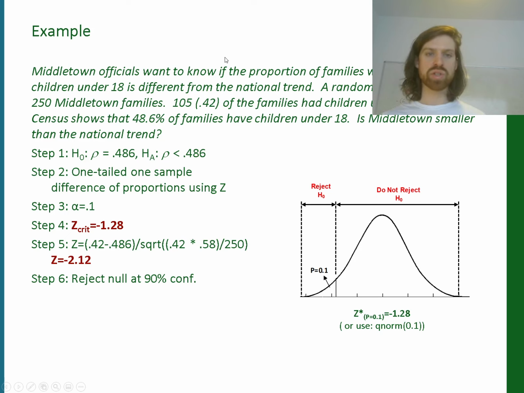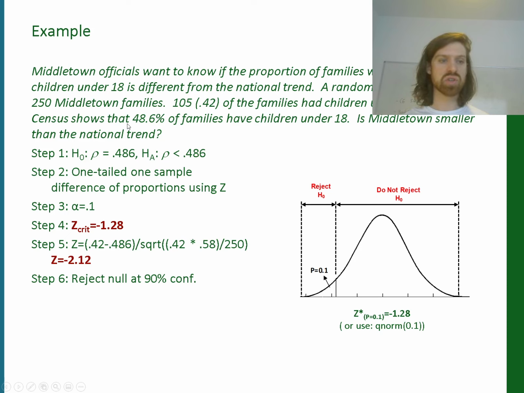So Middletown officials want to know if the proportion of families with one or more children under 18 is different from the national trend. So they're just saying it's different. They haven't said yet whether they think it's larger or smaller. It's just a difference. So a random sample is compiled of 250 Middletown families, so that's quite good. That's quite a reasonable number of samples, particularly if you have to go out and collect that data yourself. 105, so 42% of the families actually had children under 18, okay?